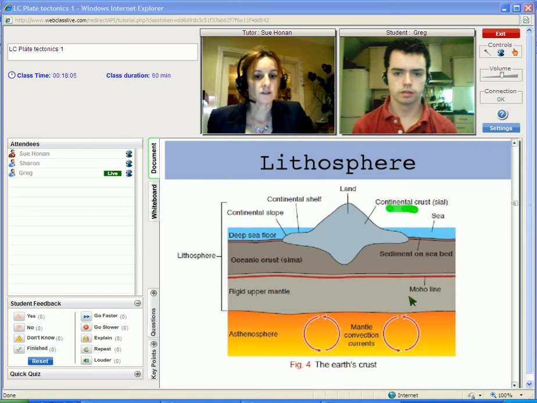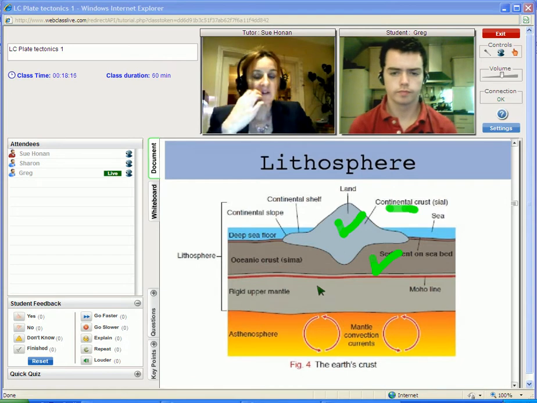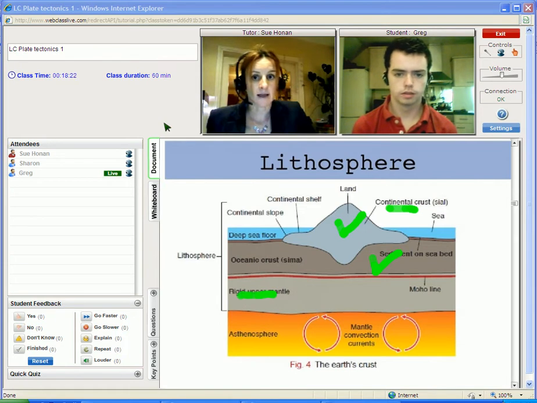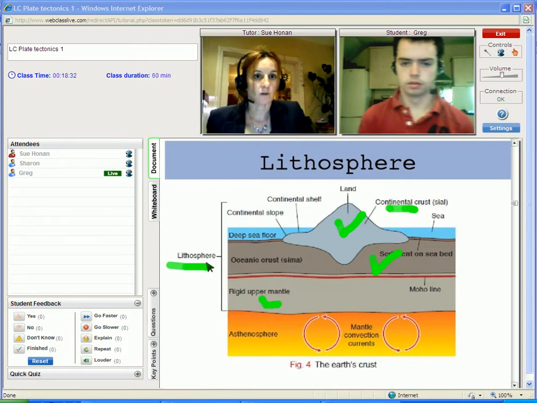Okay, so the crust is divided up into two types, the continental crust and your oceanic crust. And both of these are solid, okay, they're all solid, and they're sitting on the topmost part of the mantle below, which is solid, it's rigid upper mantle, okay? And the three of these together, your continental, your oceanic, and your upper mantle is known as the lithosphere, okay?